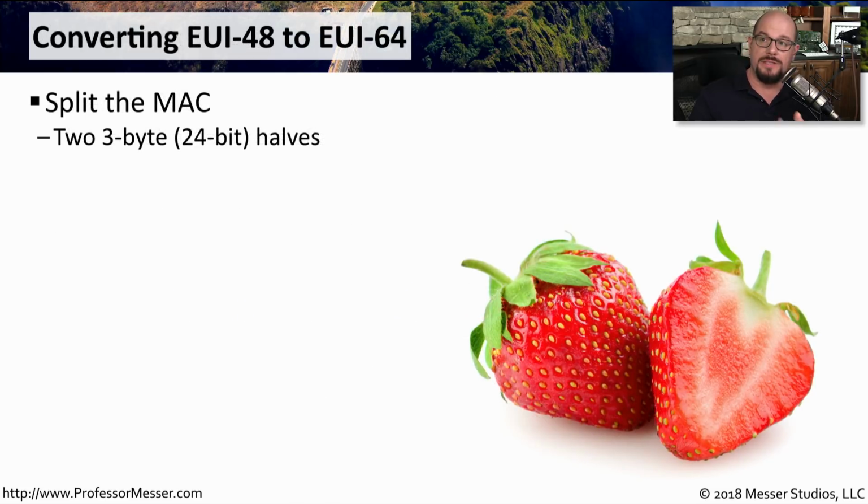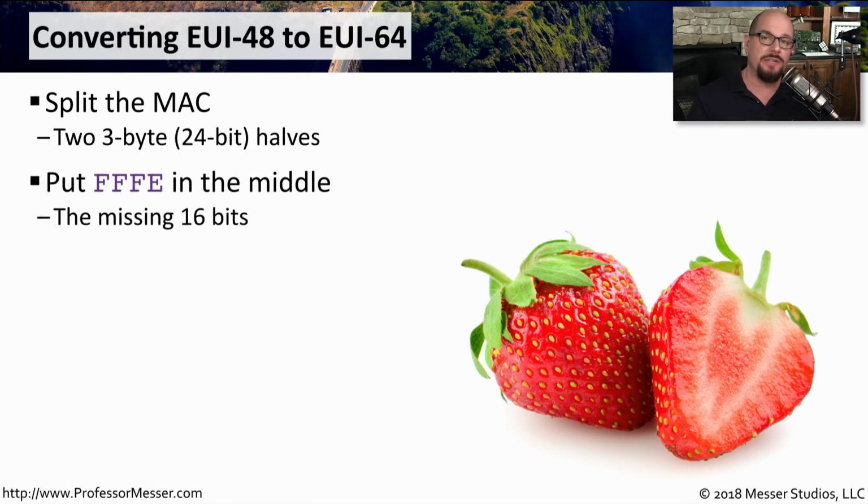To create this EUI-64 from this 48-bit MAC address, we're going to split the MAC address into 2 pieces. It will be 2 24-bit halves. And in the middle, we're going to insert 16 additional bits. These will specifically be FFFE that will go into the middle of this address.